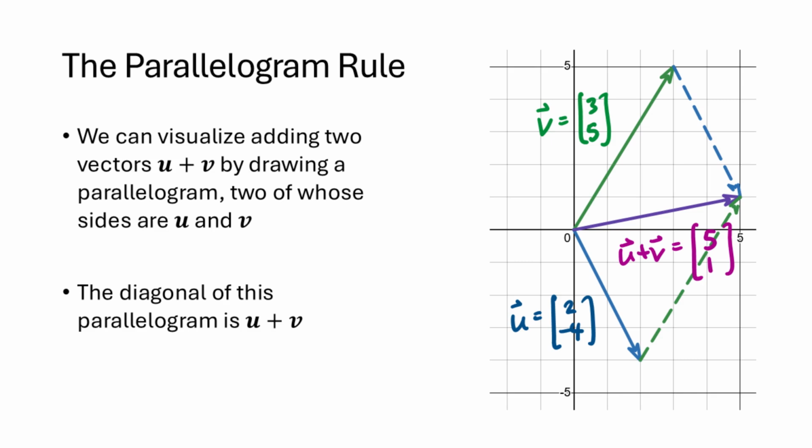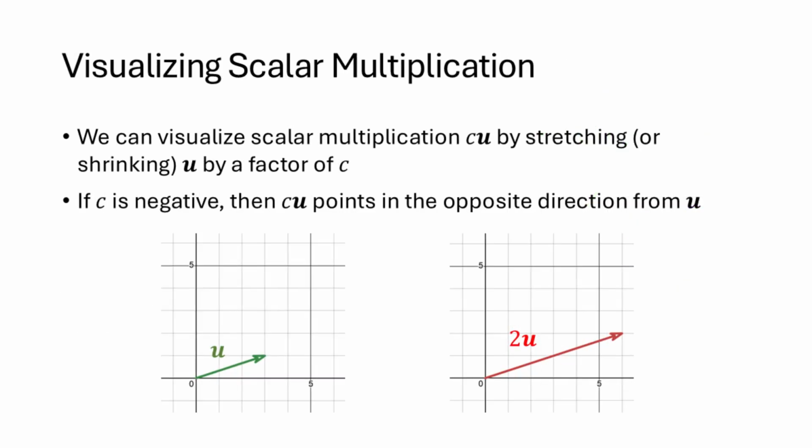Let's use some numbers here. Here we see that the vector u is the vector (2, -4), the vector v is (3, 5), and we can visualize, by counting boxes on this grid, that the purple vector is the vector (5, 1). We can also compute, using the operations that we talked about earlier in this lecture, that u plus v is indeed the vector (5, 1). How do we visualize scalar multiplication?